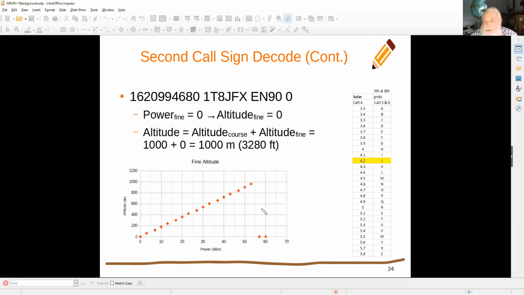What am I doing here? Oh, and so then for, like I said, the power here, it actually gives you the fine altitude here. What did I have on the previous one here?